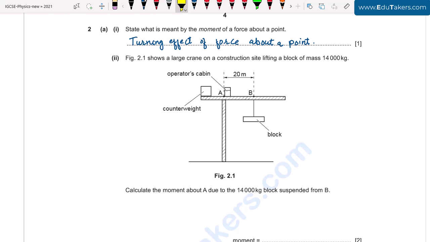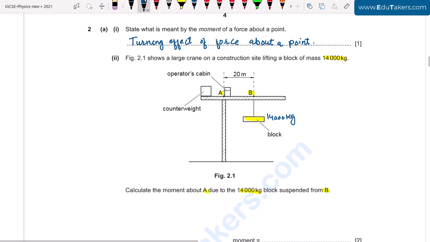Part 2. Figure 2.1 shows a large crane on a construction site lifting a block of mass 14,000 kg. So it's a block and its mass is 14,000 kilogram. Calculate the moment about A due to the 14,000 kilogram block suspended from B. Here are 2 points, B and A. The distance between these 2 points is 20 meters, and we have to calculate the moment about point A that is produced due to the block which is suspended at point B.